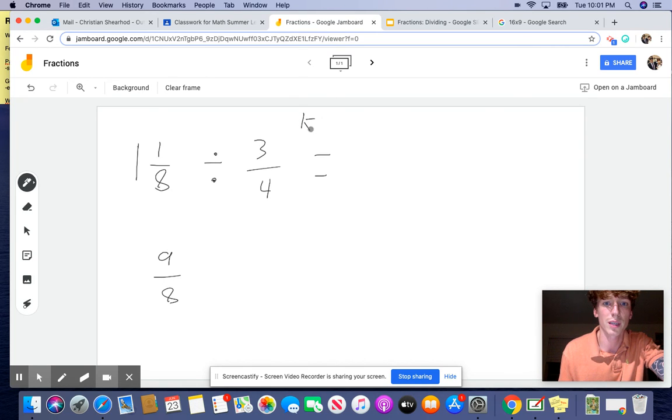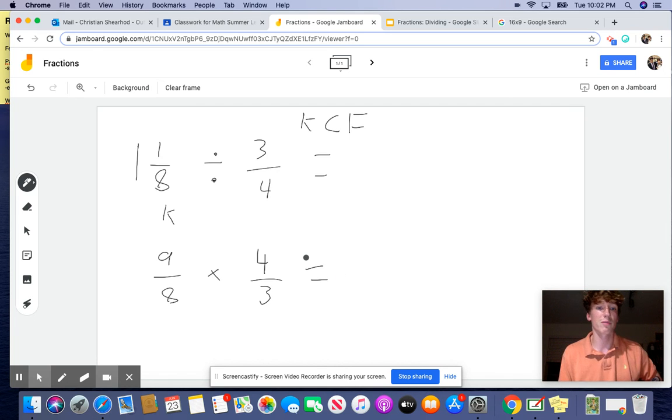We're still doing keep, change, flip. We keep the first, okay? These things are the same. We didn't change anything. We still kept it. Even though it looks different, they're still the same. Then we change. What are we changing? We're changing the division into multiplication. And then we flip this right here. And by flip, we're taking the reciprocal, just switching the numbers.